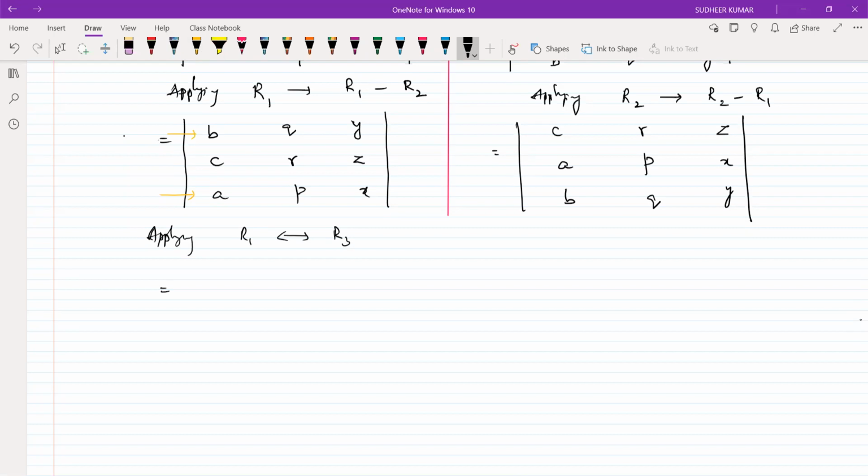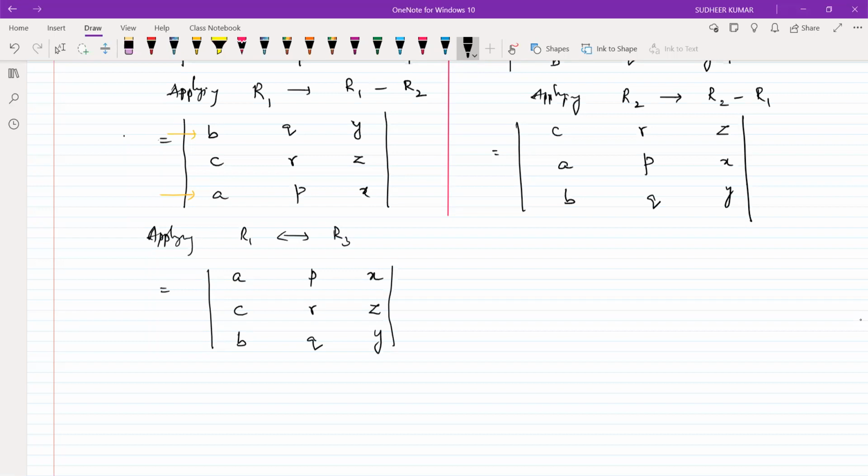What's the answer? If we interchange any rows or columns, A P X. This is A, P, X. Next. C R Z, C R Z. Right? Next. B Q Y. Right.